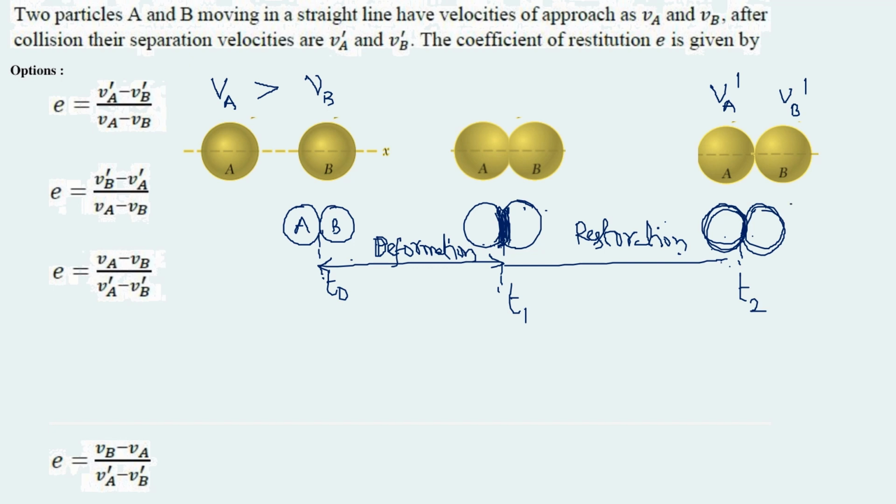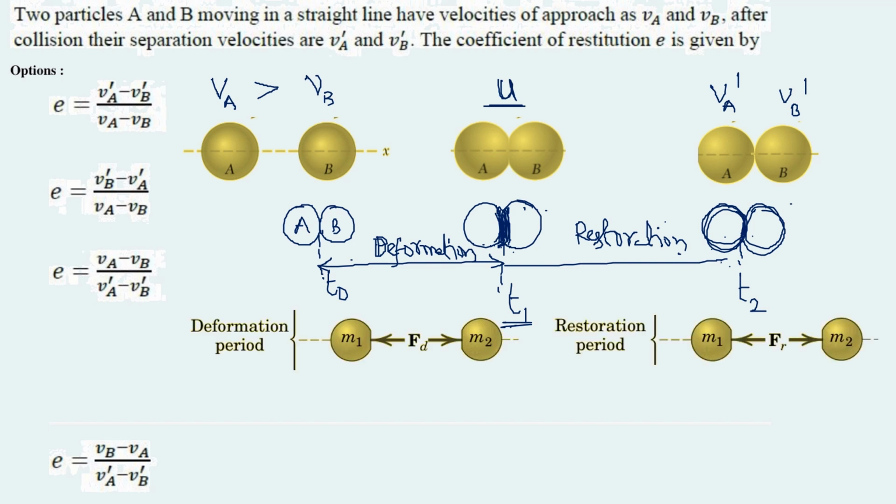When they attain the maximum deformation, when the area of contact is maximum, they both move with a common velocity of u. So at the point t1, they both have a common velocity of u. Now, we have two periods: one is the deformation period and the other is the restoration period. The impulsive forces acting in the deformation period are Fd and in the restoration period are Fr, on both bodies, equal and opposite.